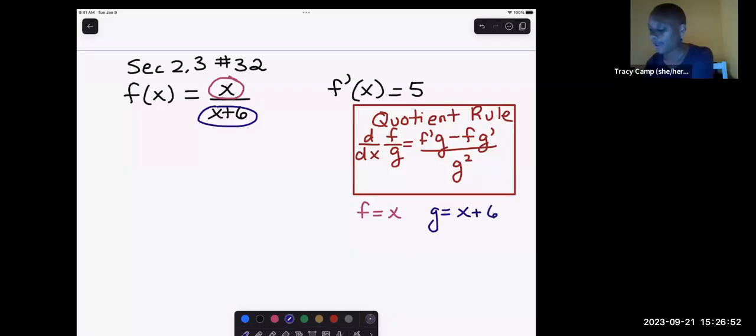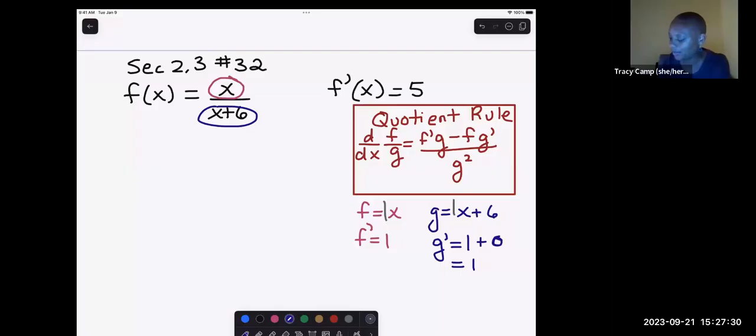The derivative of x is just 1 because there's an invisible 1 in front of that x, and the derivative of a constant times x is just the constant. I forgot my prime, so f prime equals 1. Then for the derivative of g, again imagine an invisible 1 in front of the x. So g prime is 1 plus 0, because the derivative of a constant is 0. So this is just 1. Wow, both f prime and g prime are 1.